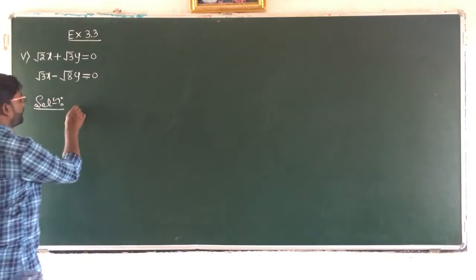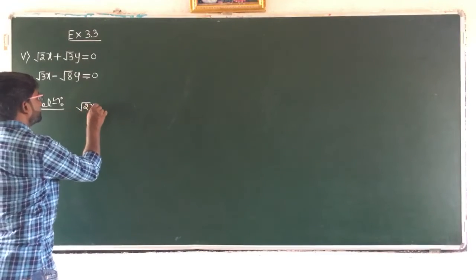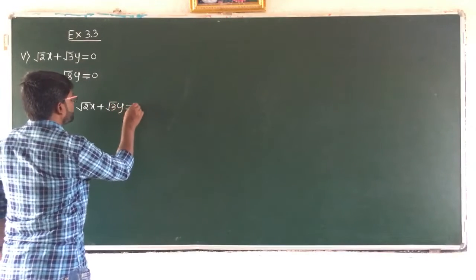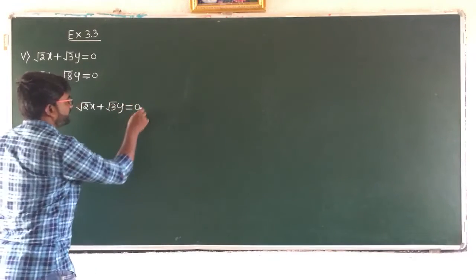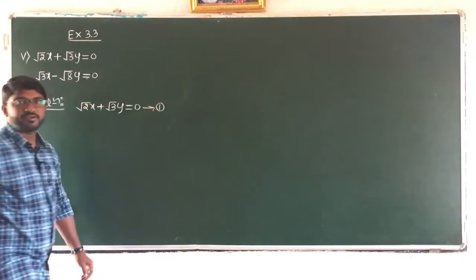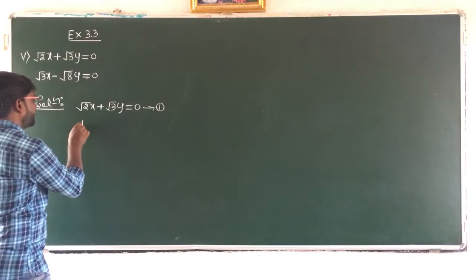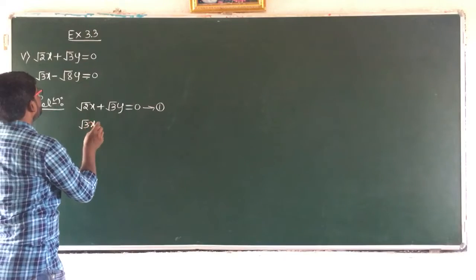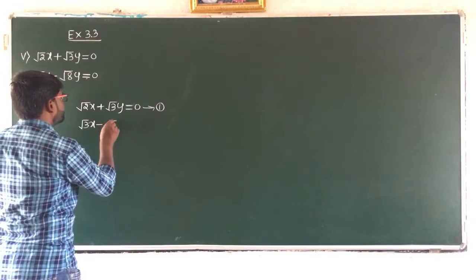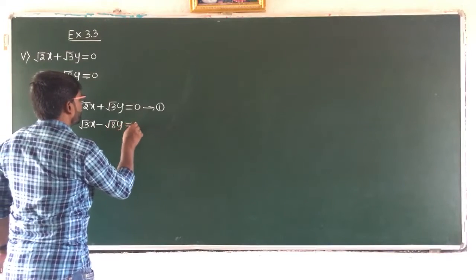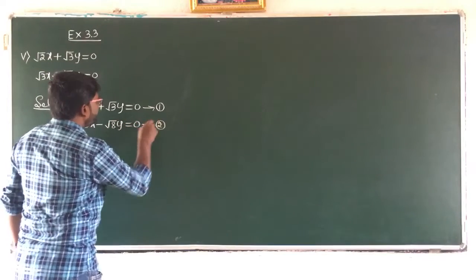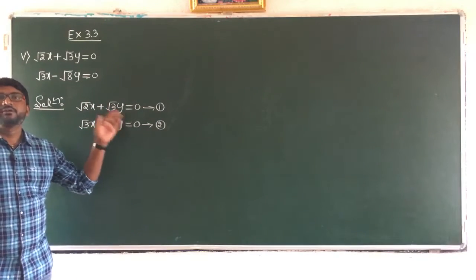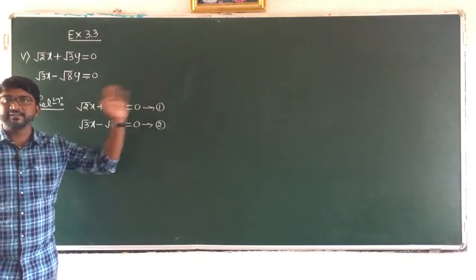So now √2x + √3y = 0, call this equation number 1. Then write this now, √3x − √8y = 0, call this equation number 2. So now from equation 1 or equation 2, we have to write one variable in terms of another variable.